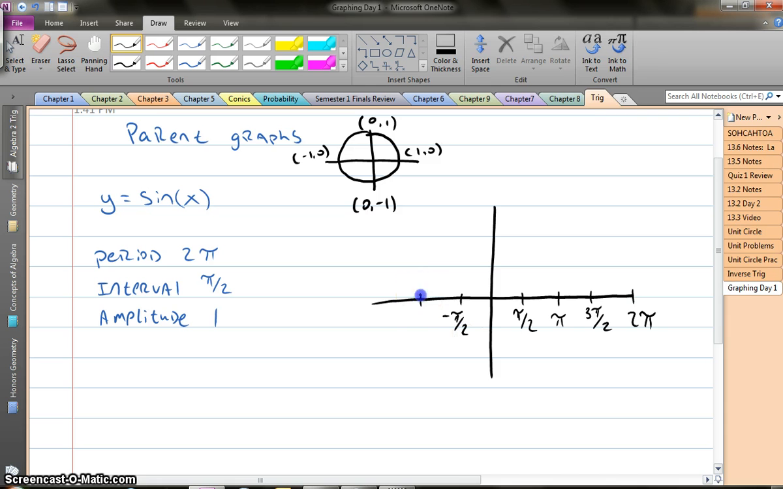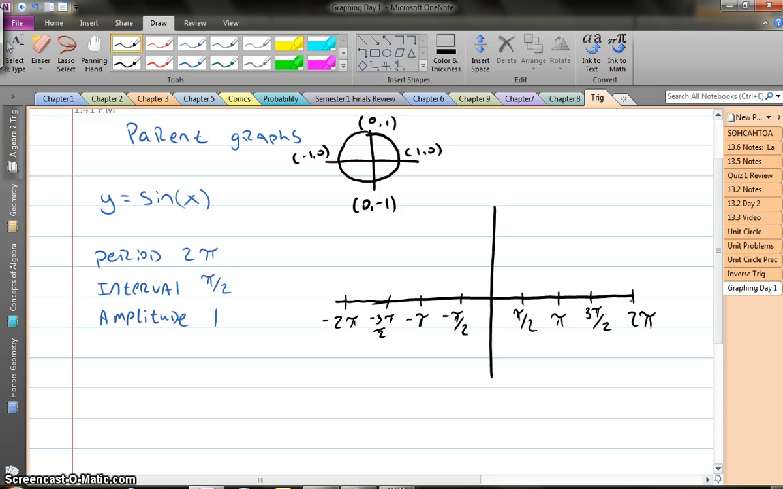Negative pi over 2, negative pi, negative 3 over 2 pi, and then negative 2 pi is back here. So those are my intervals, pi over 2, and one full period is 2 pi.